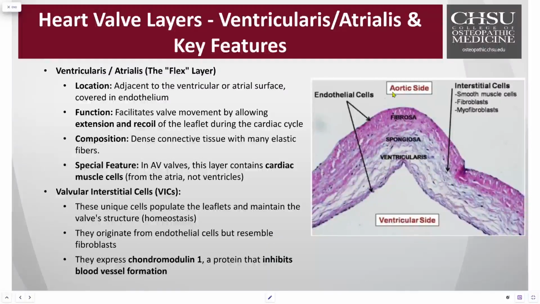Over here, just another view of the aortic side on top, and then the ventricular side on the bottom. We have the fibrosa layer, spongiosa, ventricularis, and then within that layer you have all these interstitial cells. You're going to find interstitial cells in here, as well as a layer of smooth muscle cells, and they resemble more the fibroblast cells.